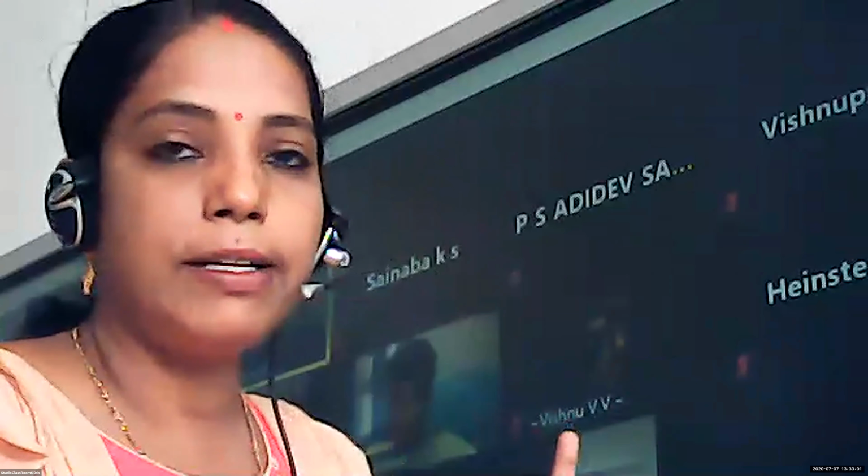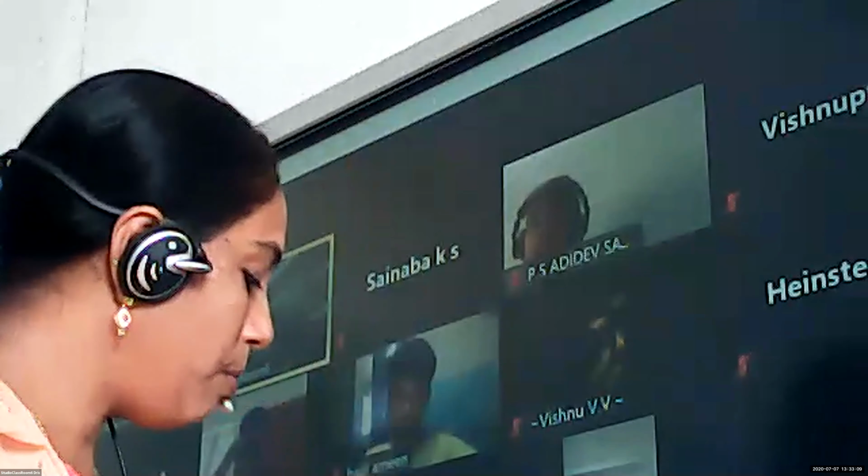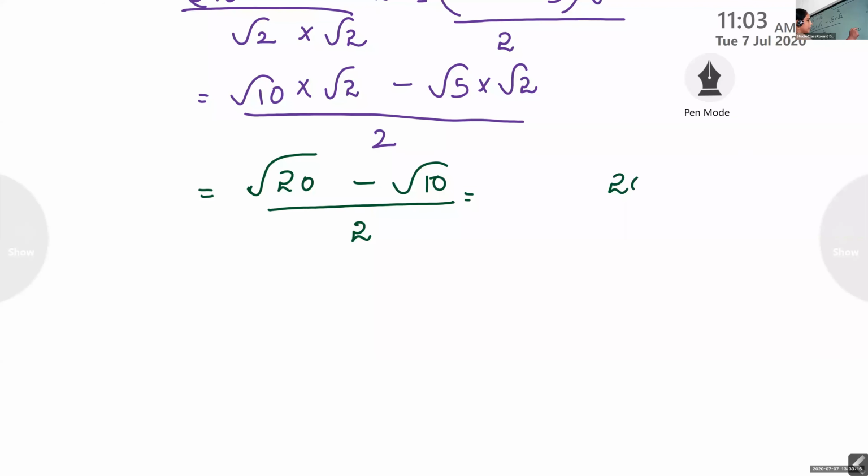Listen, children, there are two methods. First method, directly apply root 10's and root 2's value, or you do like this. Both the methods I will explain. Okay. Now you can factorize root 20. You know how to factorize root 20.